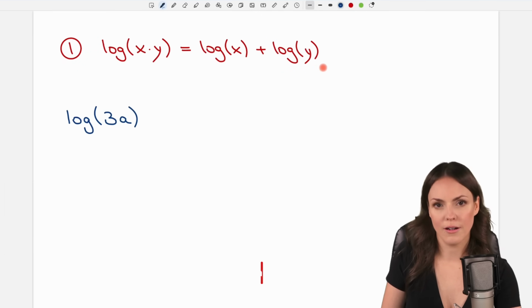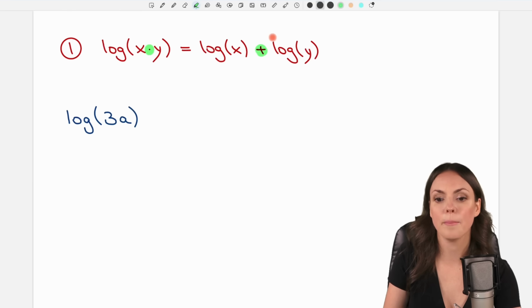The first logarithm rule tells us what we are allowed to do if we have a product in our logarithm. This rule tells us that as soon as you have a product in your logarithm, you are allowed to write this as two separate logarithms that are connected by a plus. So let's apply this rule here to our log expression. We have 3 times a in our logarithm, so we have a product in here. We are allowed to apply this rule.